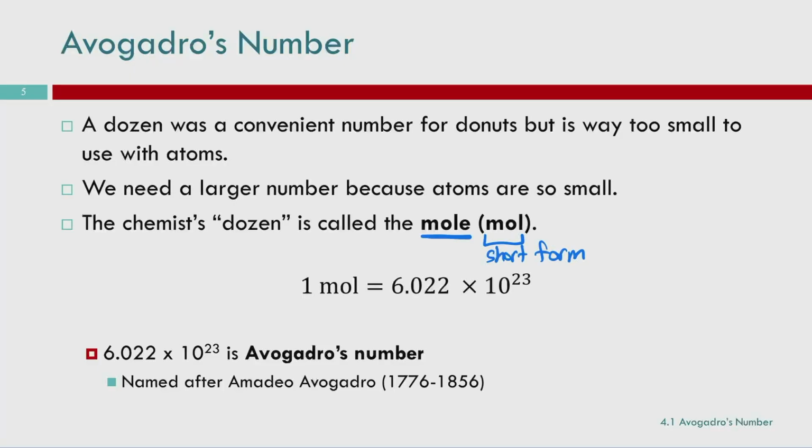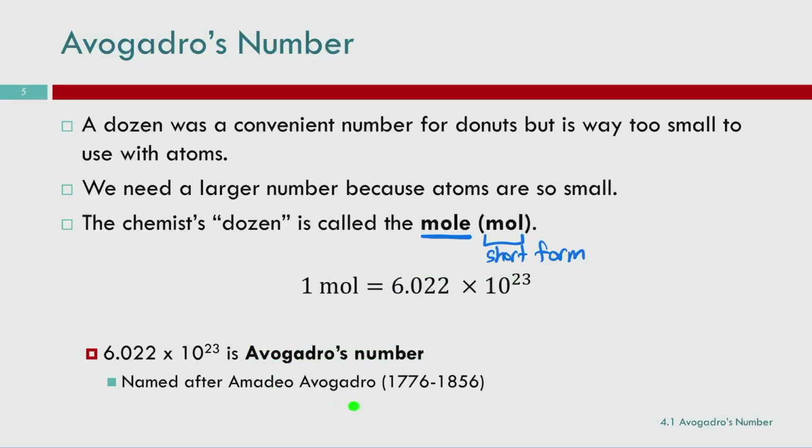So typically we will just write MOL. It means mole. It has to be MOL because M means something else, depending on the context. And 1 mole equals this really big number, 6.022 times 10 to the 23rd power. This number is called Avogadro's number.